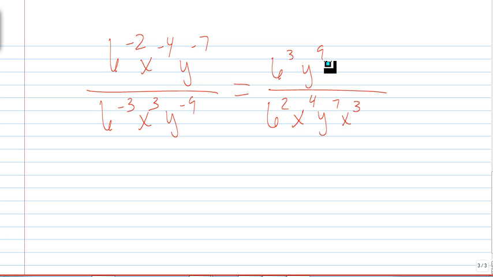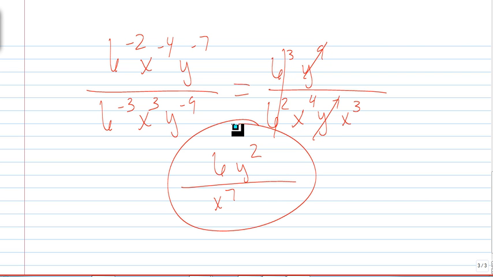So now let's apply our quotient rule and do this. So I have 6 to the 3rd minus 6 squared is just 1 6. Now let's do our y's. We have y to the 9th and y to the 7th. That leaves you with y squared. Now, we've already done that, and we've already done that. Now what do we have left? We have x to the 4th and x to the 3rd. And remember, you add your exponent, so on the bottom we have x to the 7th. So your final answer is 6y squared over x to the 7th.